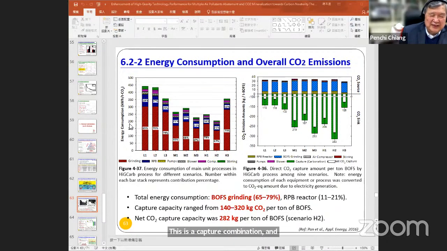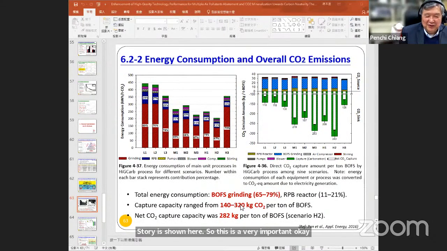So this is the energy consumption, indicating the different percentages by the different unit processes shown here. This gives you the CO2 emissions at the different levels of the unit process. Because of the CO2 sources, there's air emission, and this is the CO2 sink, because of the carbon capture storage shown here. So this is very important. This gives you the different levels of the energy consumption and the carbon capture capacity shown here.